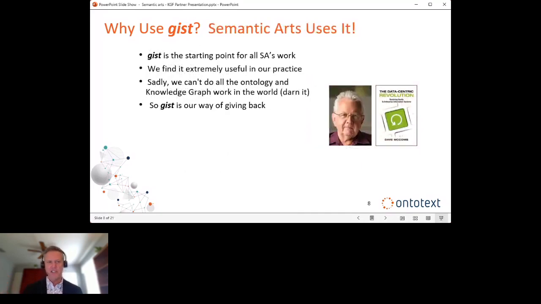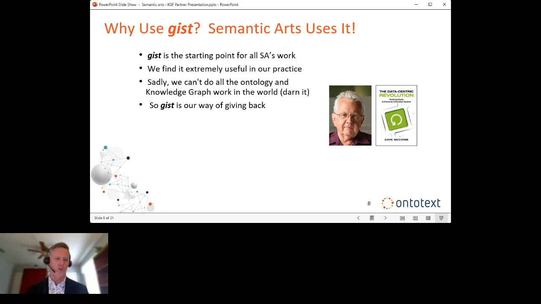Another reason to use GIST, I suppose, is that Semantic Arts uses it, right? I mentioned Dave McComb before and Michael Uschold. We use GIST as the starting point pretty much for all of the work that Semantic Arts does. We find it extremely useful because we have a well thought out starter set. We're not starting with a blank slate every time we come to a client. And like a lot of things, if you just keep reusing the same thing, you make new versions, you make it better and better. After a while, you have a pretty solid starting point.